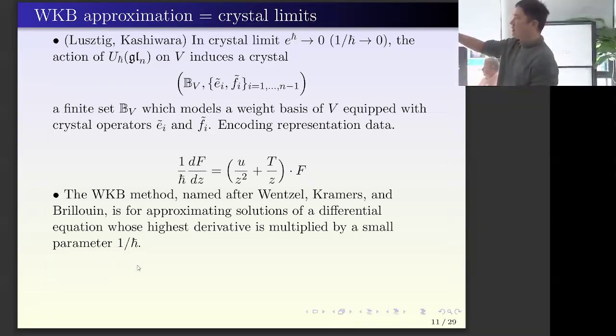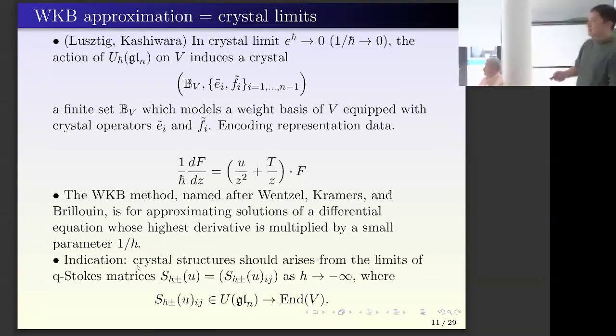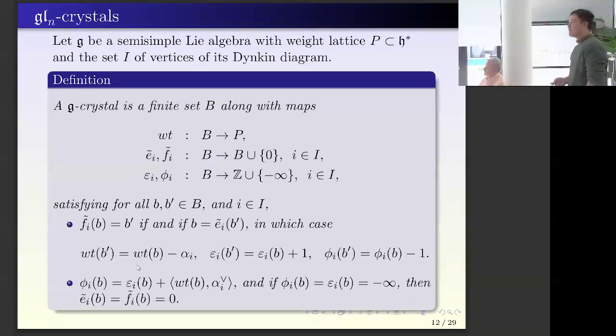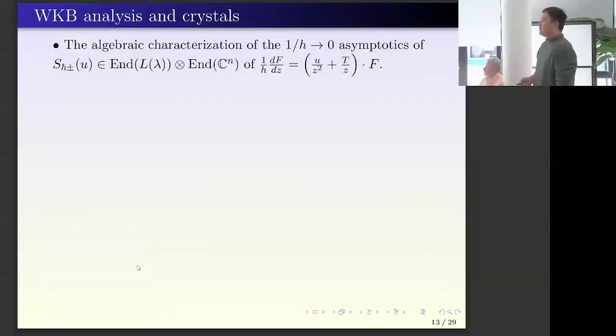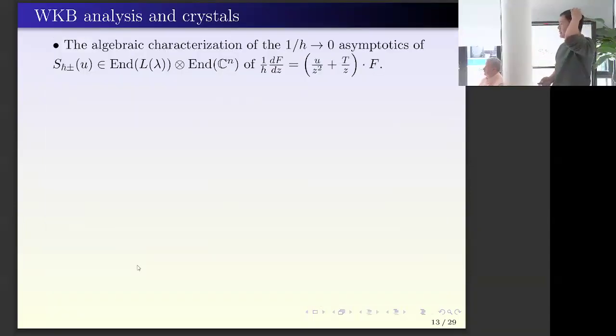This definition of crystals is given by studying the ħ to 0 limit of the quantum group. So in this limit, the quantum group becomes this combinatorial data. Okay, so this is the crystal side. What about the WKB side? To be more precise, what is the WKB approximation?